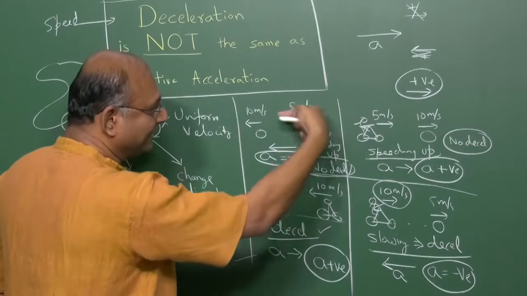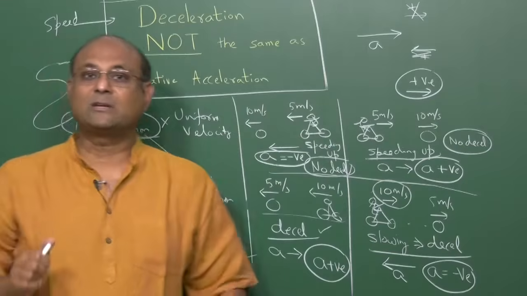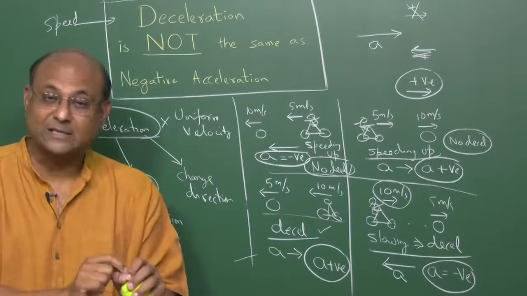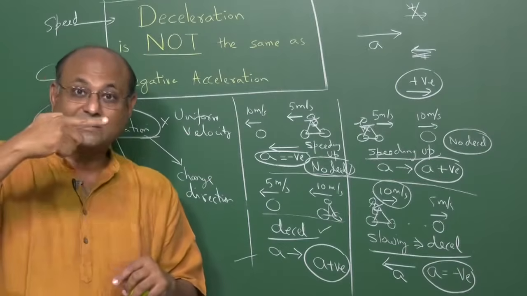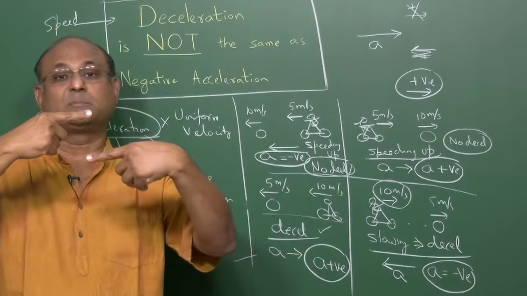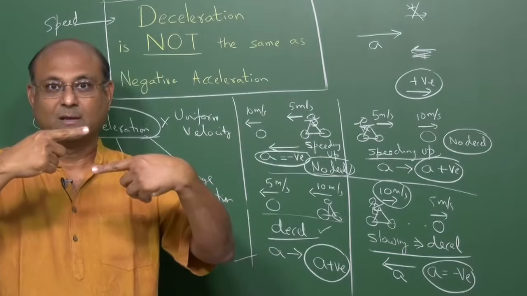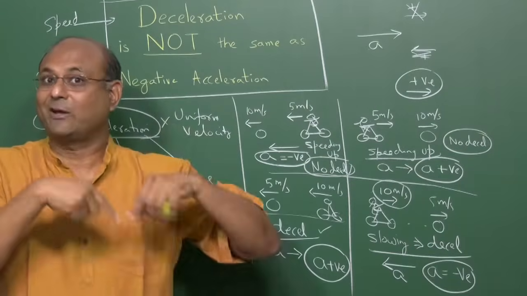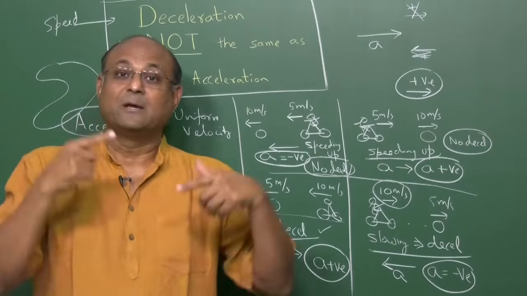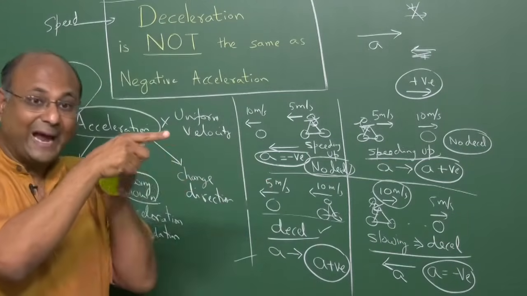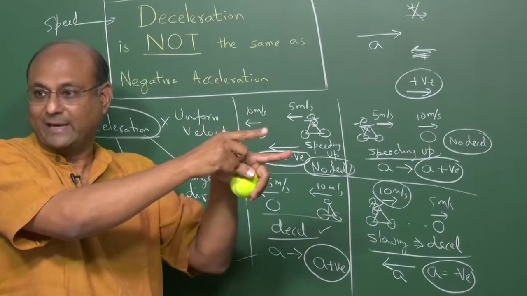Pointing in the same direction, you are speeding up. So actually, instead of saying deceleration is negative acceleration, we should say if you are decelerating, your velocity and your acceleration must be in opposite directions. If you are speeding up, don't say accelerating, this is also acceleration, right? The opposite of deceleration is speeding up. So if you are speeding up, velocity and acceleration are pointing in the same direction.